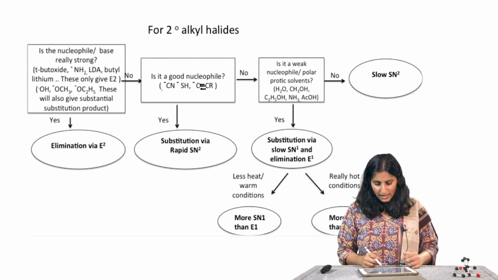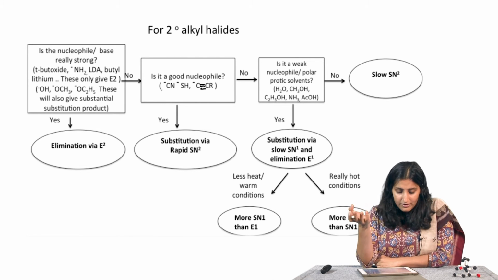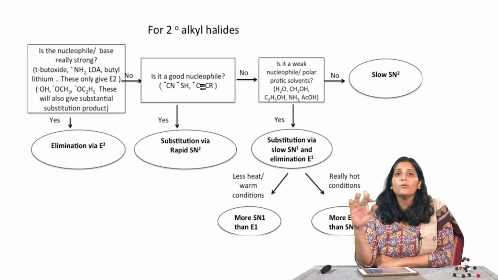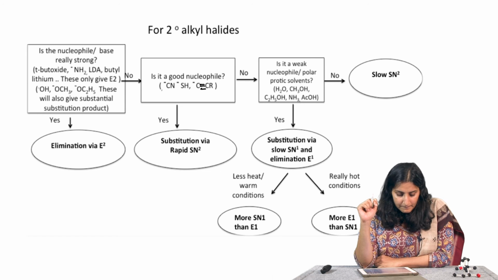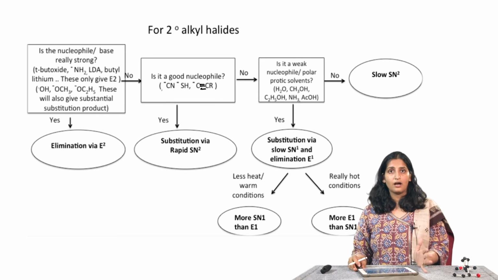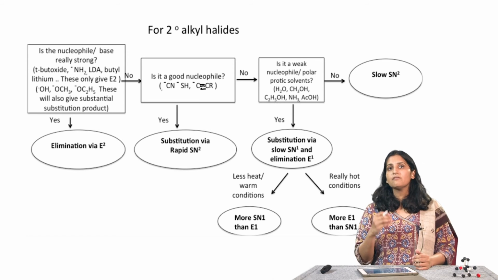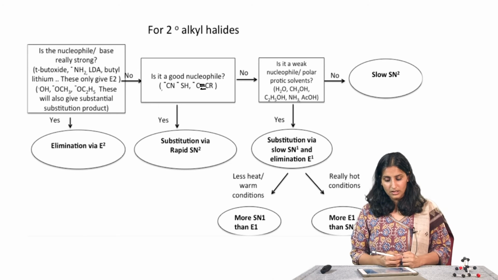So, let us go over the chart for secondary alkyl halides here. The first question to ask is, is the nucleophile or the base really strong? If the base is really strong, that is tertiary butoxide, LDA, butyl lithium, these will only give E2 kind of product. So, they will undergo elimination via E2. Compounds which are not bulky but are strong bases like hydroxides, ethoxides, methoxides will do an elimination reaction, but remember they will also do some kind of substitution reaction. So, you will see a mix of substitution and elimination product.